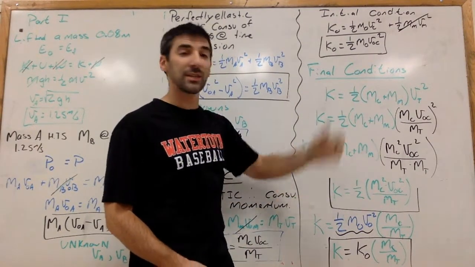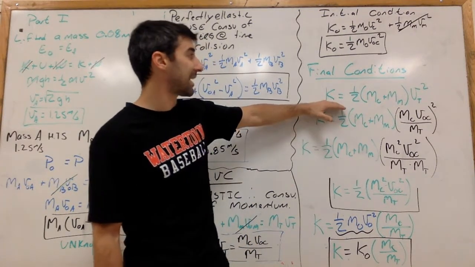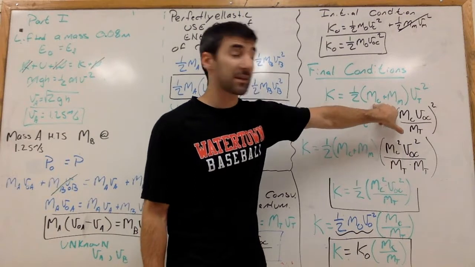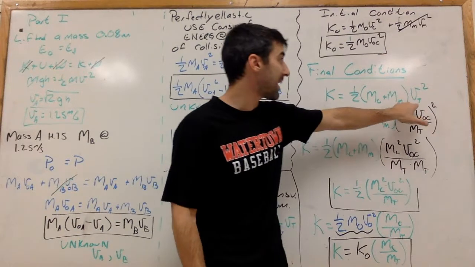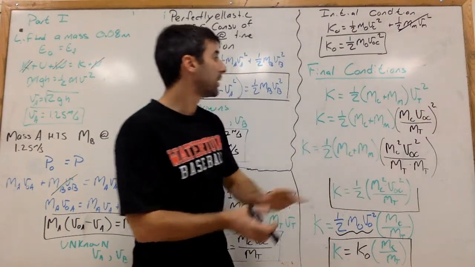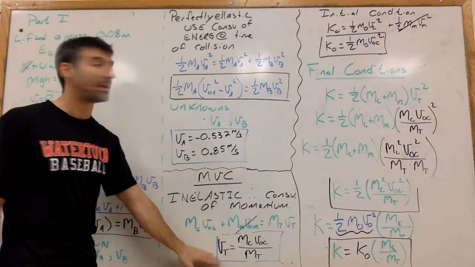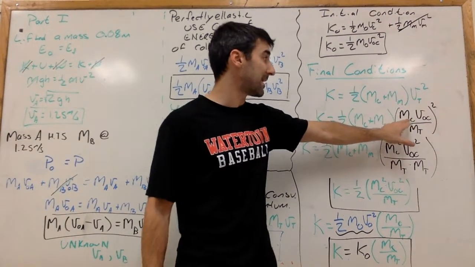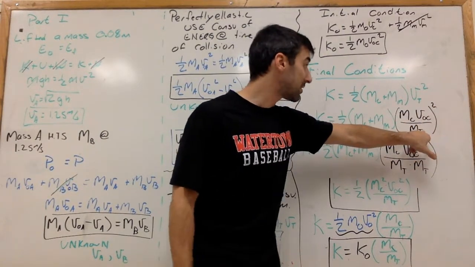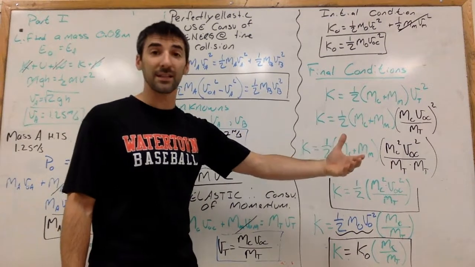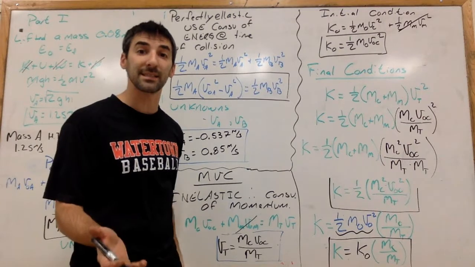My final condition is a little bit more complicated, but it's just some algebra. My final kinetic energy is 1/2 times the mass of the car plus the mass of the moose, that is the system together, times that total velocity squared. Well, I know this v_t, I just solved that using conservation of momentum. My total velocity is just the mass of the car times the initial velocity of the car, divided by the total mass. That's the velocity after.